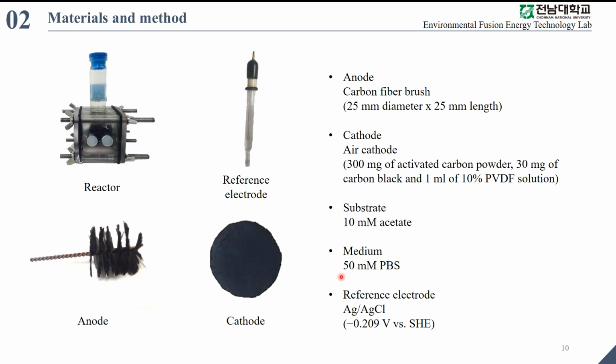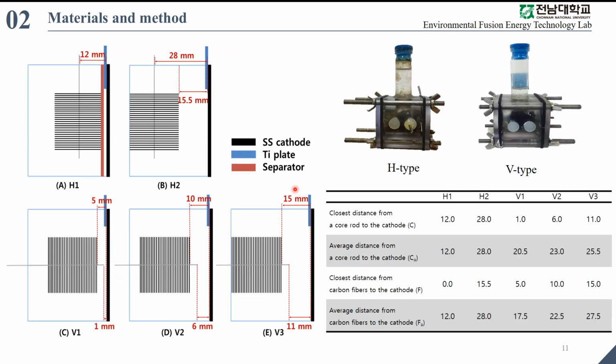Medium for MFC operation contained 10 mmol of sodium acetate in a 50 mmol phosphate buffer solution. An Ag/AgCl reference electrode was installed very closely to the bioanode and used for electrochemical measurement. To investigate influence of relative configuration of an anode to a cathode on performance in electrochemistry of MFC, 5 different anode configurations were tested. The anode core rod was placed horizontally to the cathode in 12 mm, H1, and 28 mm, H2, and vertically to the cathode in 1 mm, V1, 6 mm, V2, and 11 mm, V3.